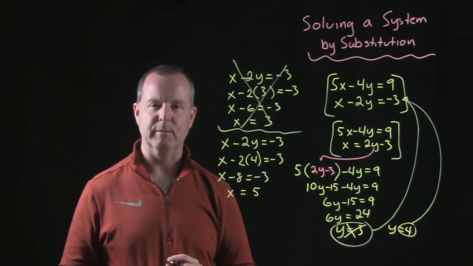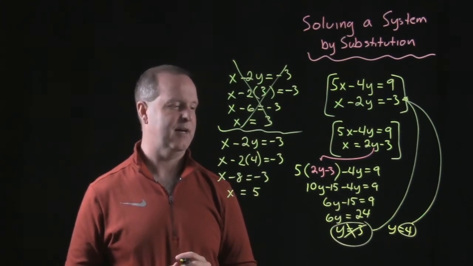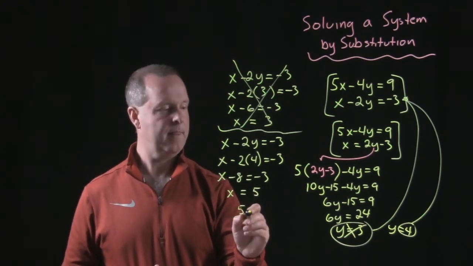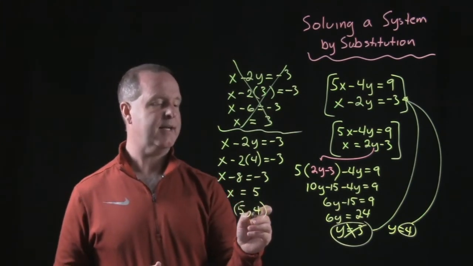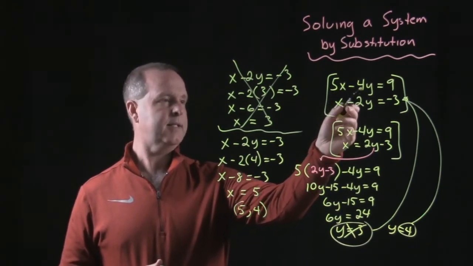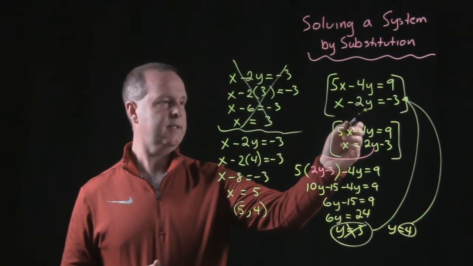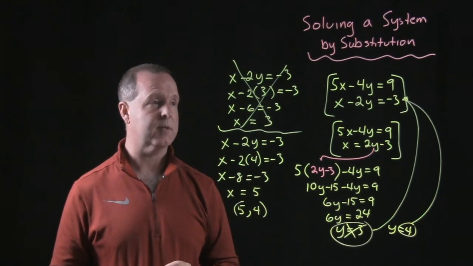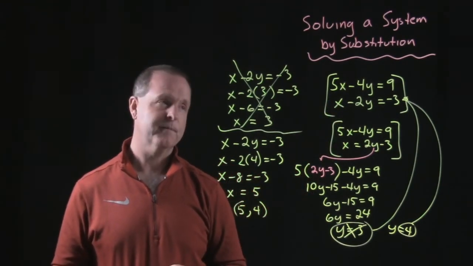Kind of shakes your confidence a little bit when you do something wrong and you catch it and you're like, all right, you're second guessing yourself all the time. So the solution I have then is (5, 4). So the point (5, 4), we can check that to see if that's true in both those lines. So 25 minus 16 equals 9. And then 5 minus 8 equals negative 3. So it works in both of those equations, part of that system. So this is the solution to that system.